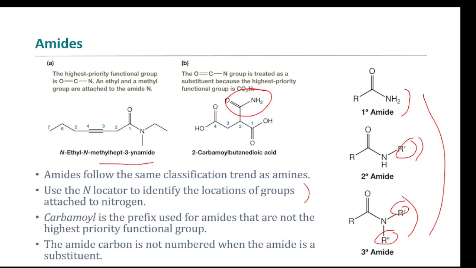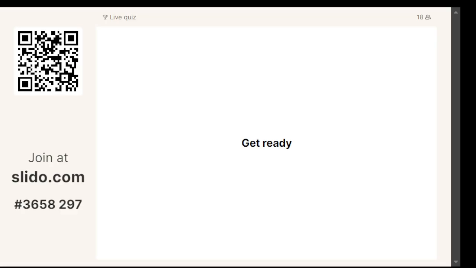Okay, so the amide carbon, this is not numbered when the amide is a substituent. So when we have the amide as a substituent here, this is not going to be numbered. Can everybody see it okay? Fantastic. All right, anybody have any questions about that? Okay. All right, we're going to do a quiz.